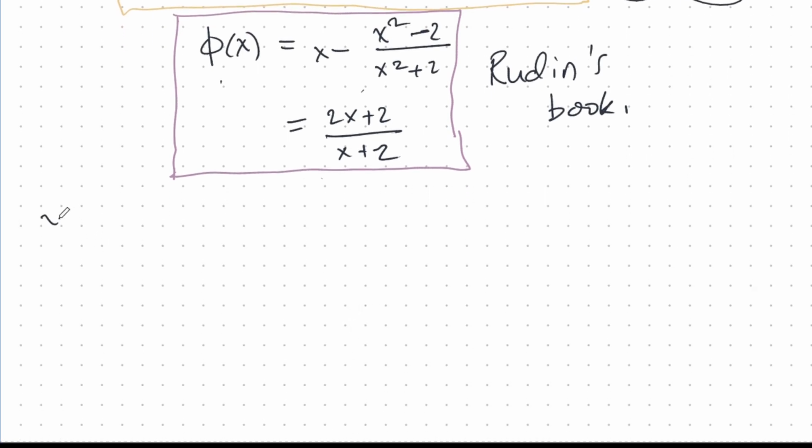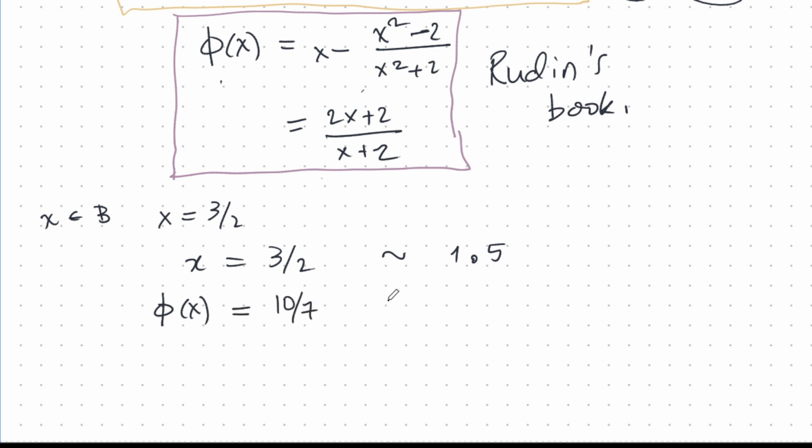I'm going to choose an x in B, so x is larger than root 2, and let's take x is 3/2. So we'll make a little table. x is 3/2, and this is exactly equal to 1.5. But now let's compute phi of x. What is phi of x? That's 10 over 7 if you do the arithmetic, and that is approximately 1.428. So it's getting closer to square root 2, and it's dropping. It's getting smaller. So let's do one more.